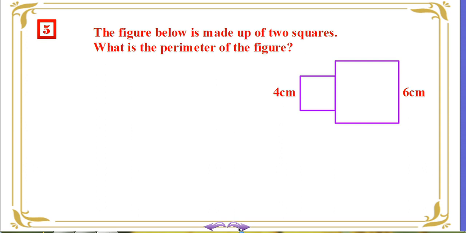The figure below is made up of two squares. What is the perimeter of the figure? The perimeter of a square is the sum of the four sides of the square. Since the sides of the square are equal, its perimeter is also calculated as side times 4. On the picture, we have two squares and their sides are 4 cm and 6 cm.